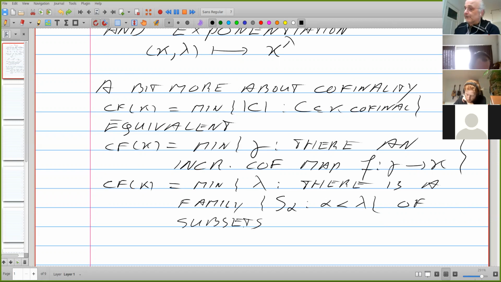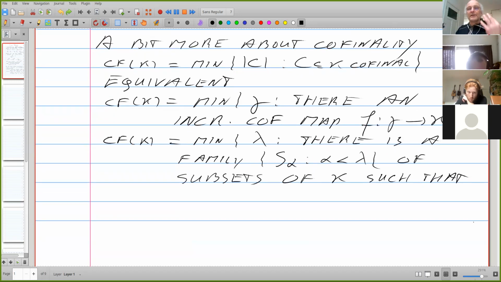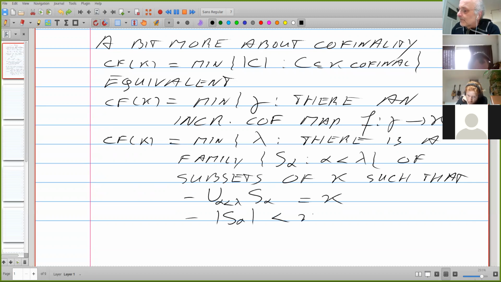This is a very long definition, but never mind. What is the minimum lambda for which we can find a family of subsets of kappa such that the union of those sets is the cardinal kappa, is the set kappa, and every one of those subsets has cardinality less than kappa?